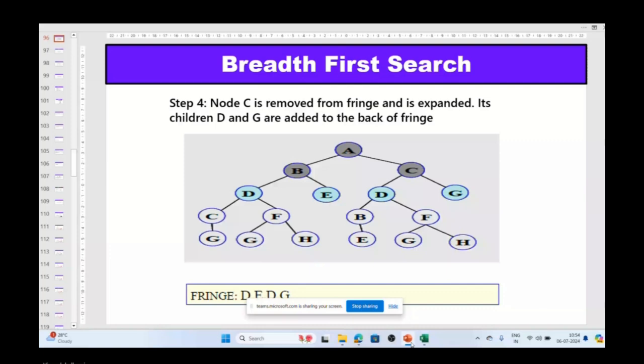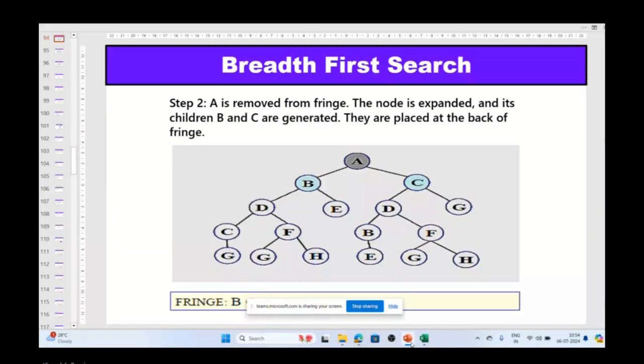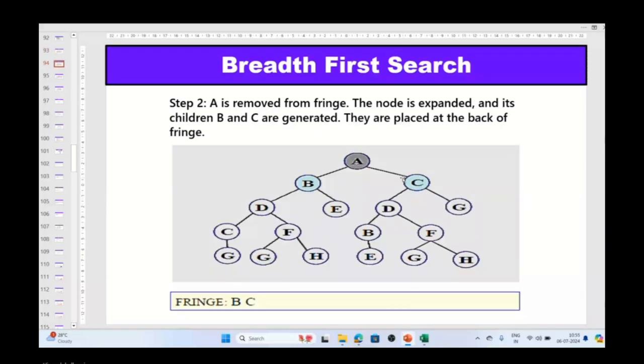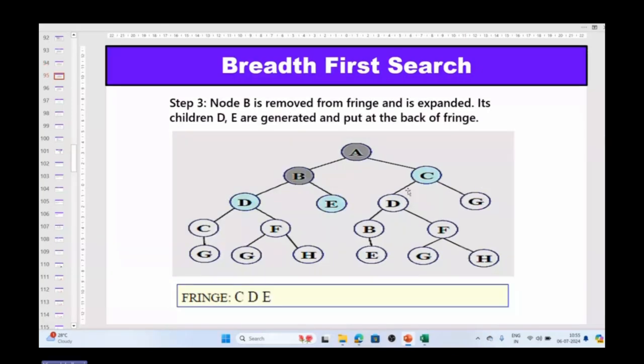So I was rediscussing. A is there, then we are having B and C. So A is expanded to B and C. Now we have to scan horizontally. So B and C, next B is expanded, but C is still unvisited. So C is kept at the top of the list. Then D and E will be added.